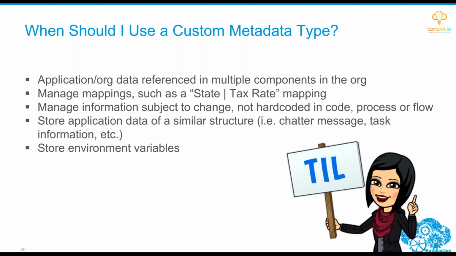That's a candidate. Or you have application data of a similar structure, in our case, test information. Or you could store environment variables in there. So let's say you have application information or hyperlinks that go to different integrations. You might have a test URL and your production URL is different. Then you could use custom metadata type to hold those records that are just for production, for UAT, for SIT, versus having to override them in each of your environments.